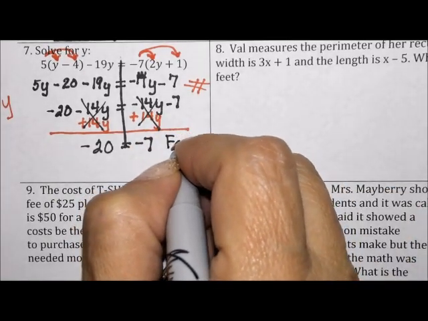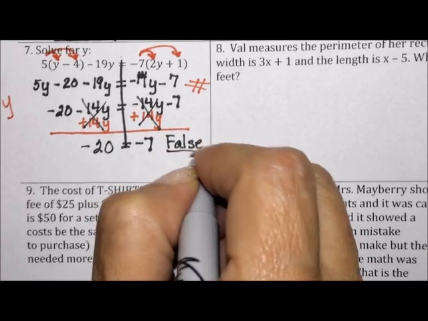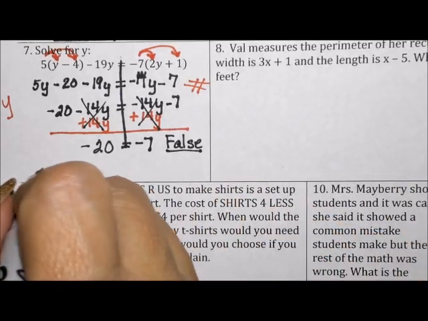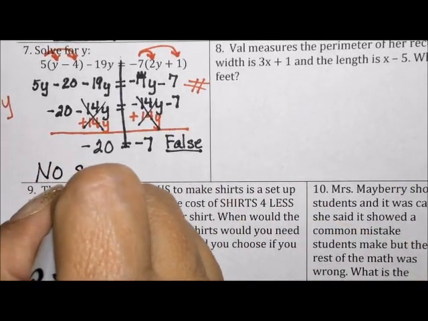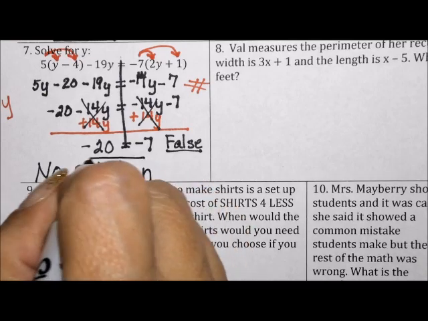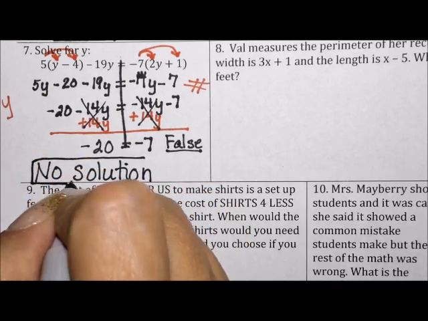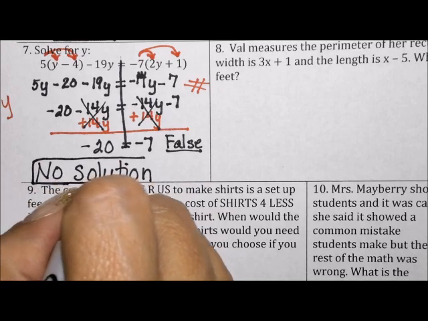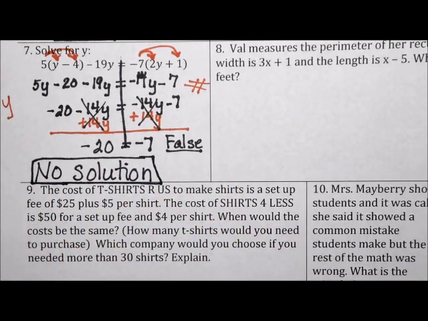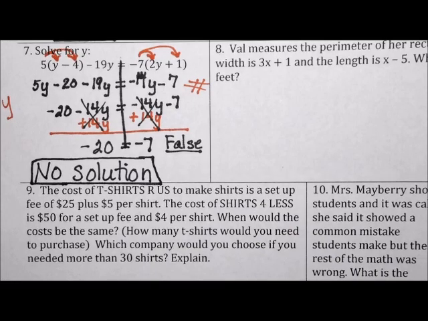I'm going to write the word false. So if I get a false statement, that means there's no answer. So that means if there's no answer, there's no solution. Remember when we got a true statement, like we did in number 5, that was all real numbers or infinitely many solutions. But when you get a false statement, that means there's not anything that's going to work.